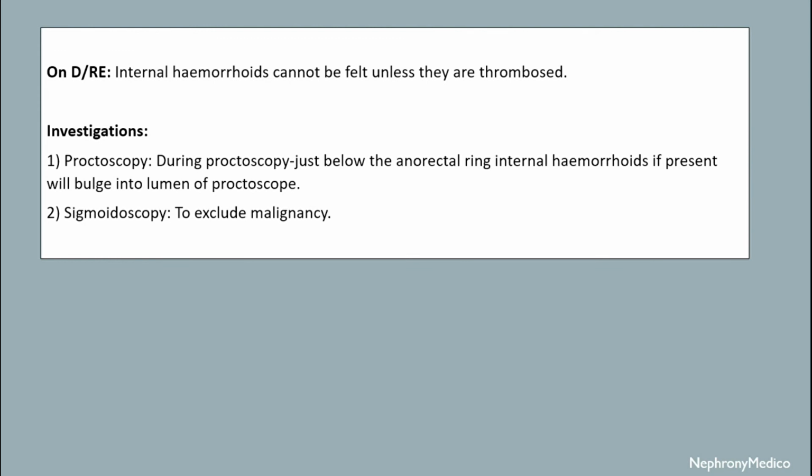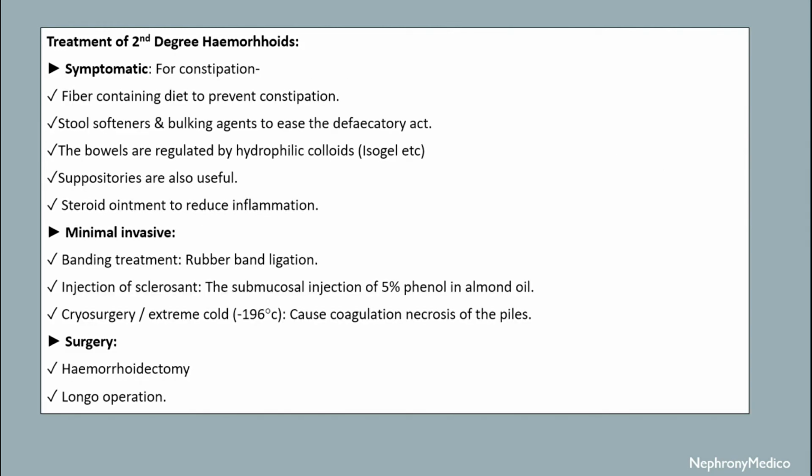Investigations include proctoscopy and sigmoidoscopy. Treatment of second degree hemorrhoids. Symptomatic includes treatment of constipation and minimal invasive procedure like banding treatment with rubber band ligation, injection of sclerosant, and cryosurgery or extreme cold surgery can be done. Surgery includes hemorrhoidectomy and Lord's operation.